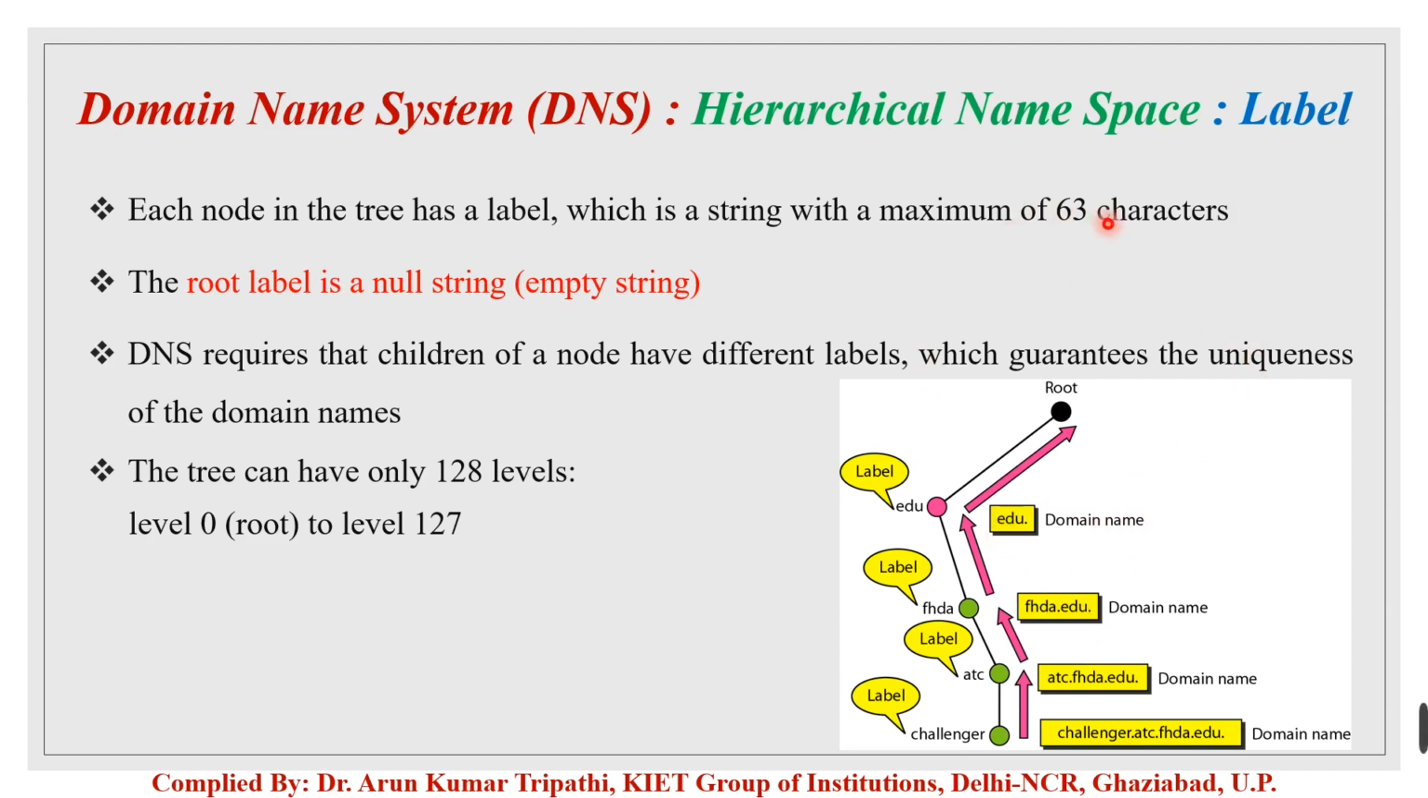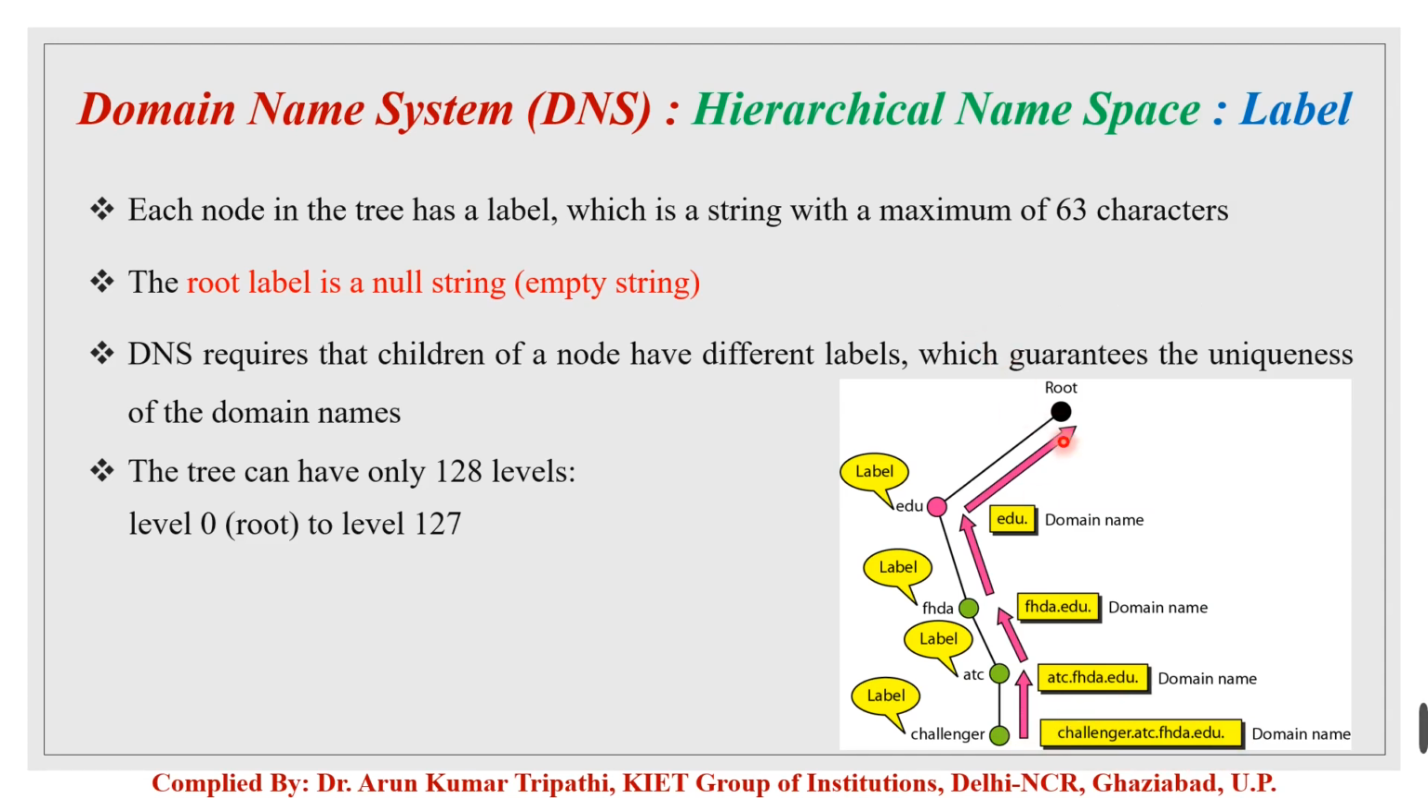The label has a maximum of 63 characters. The root label is an empty string. There is nothing. DNS requires that the children of a node have different labels, which guarantees the uniqueness of the domain. This will be unique. For example, this address will be unique. It will not be a copy of any other domain name in the world on the internet.